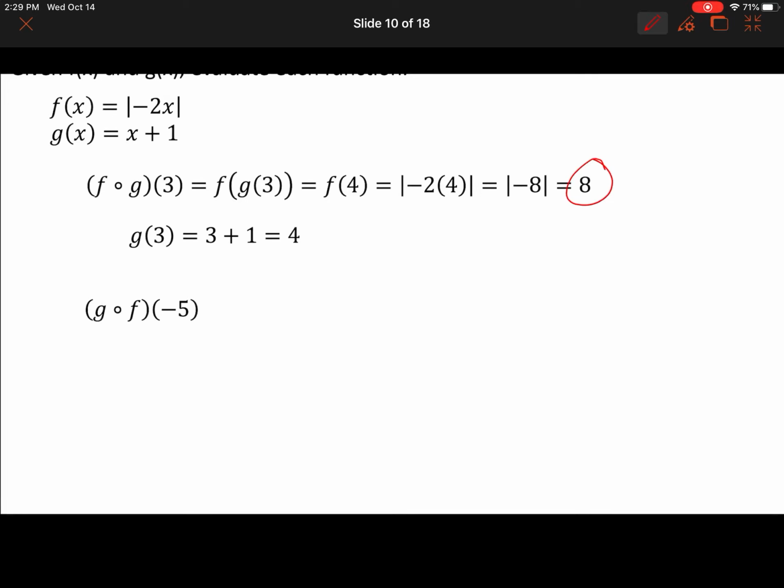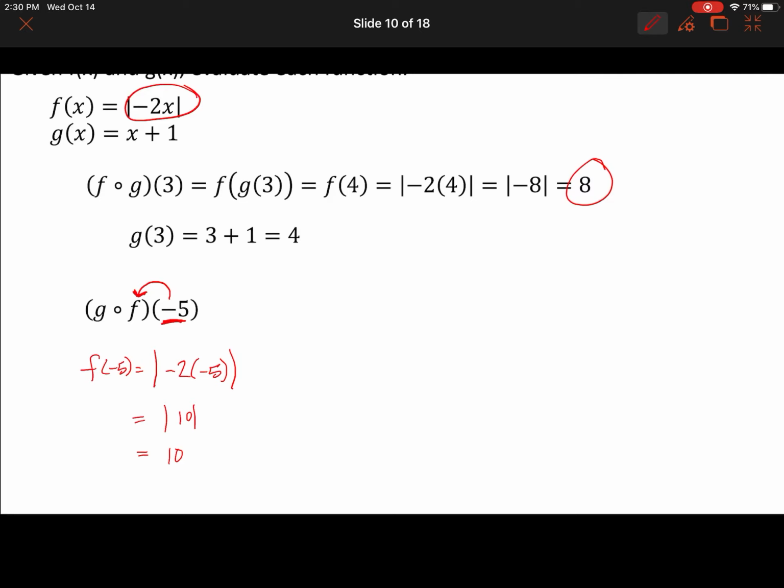Okay, we're going to do a similar thing, but this time we're doing g of f of -5. So I won't rewrite it because I know what I'm supposed to do. I take that number and I plug it into the function right next door. So f of -5, let's do that first. So f of -5 equals, here's my function, -2 times -5 instead of x. So I'm plugging it in up here. -2 times -5 is 10. Absolute value of 10 is 10.